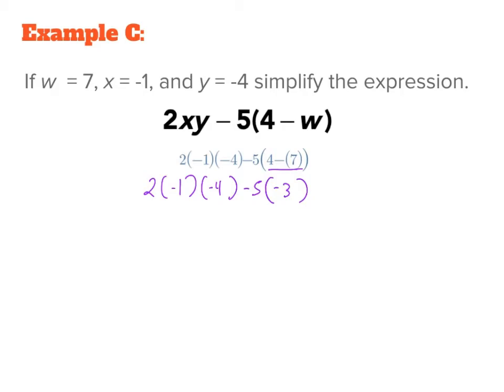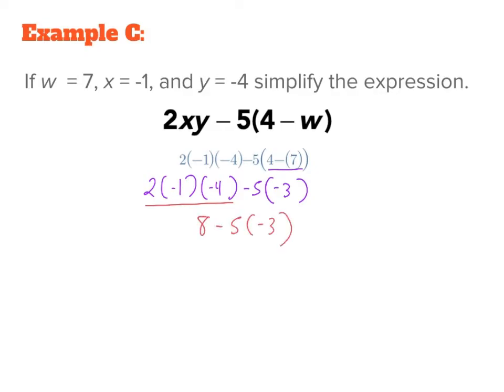Now we've got a whole bunch of multiplication to handle. We can do the multiplication all at once on the left-hand side. 2 times negative 1 times negative 4. Again, if you're not sure, use your calculator. 2 times negative 1 is negative 2. Negative 2 times negative 4 is going to give me positive 8. Bring down everything else as I see it above.